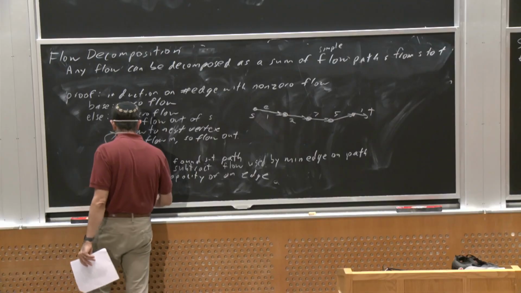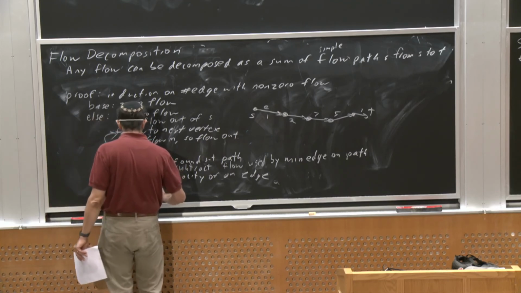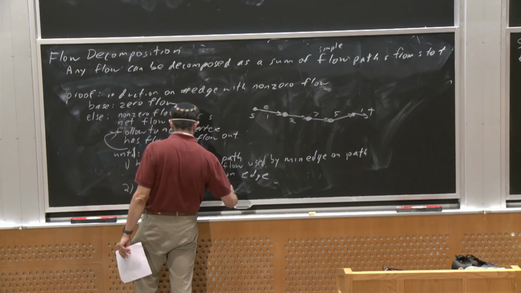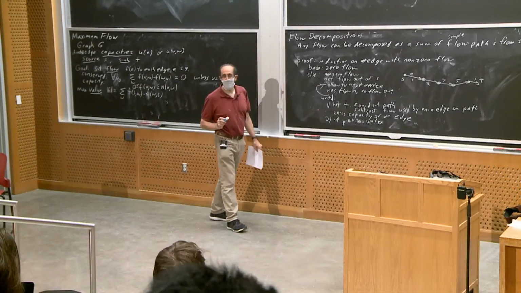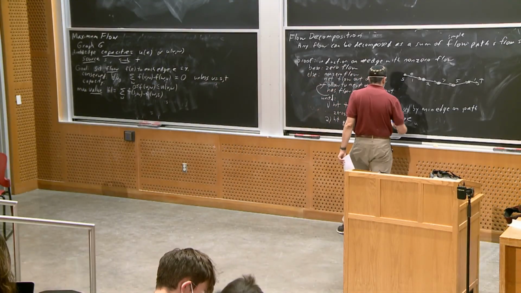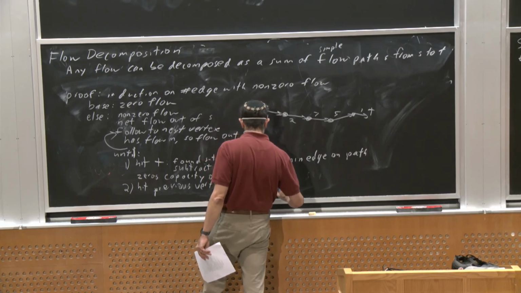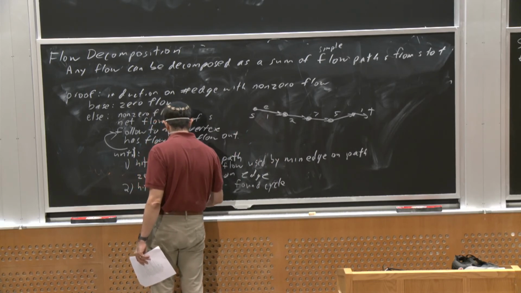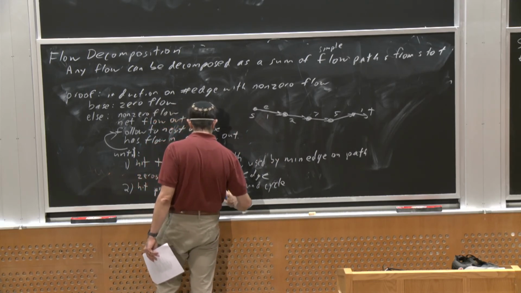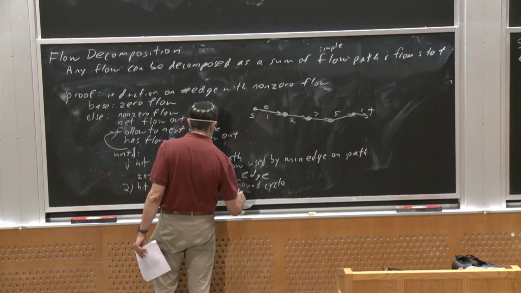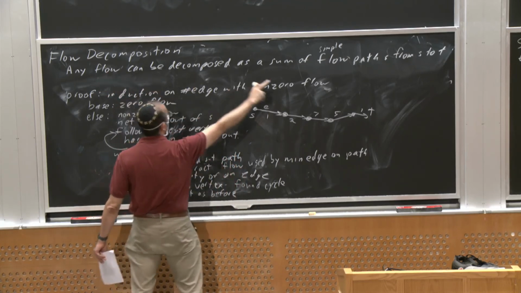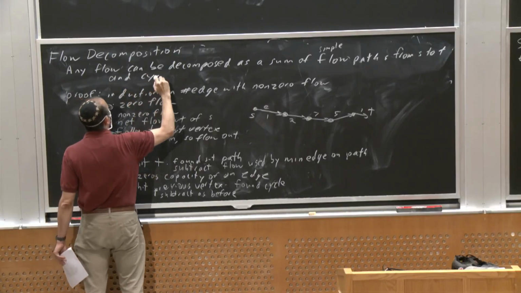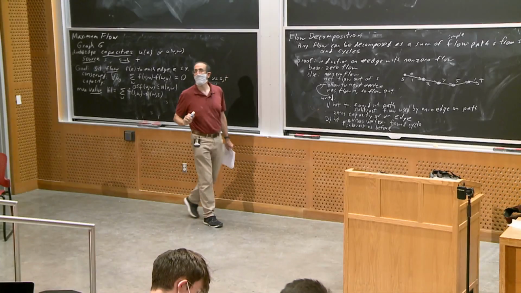What else could happen? We could hit a previous vertex. And that means that we found a cycle. And we're just going to subtract that as we do for a path. And that turns out to be the other thing that's interesting about flows. A flow can be decomposed as a sum of paths from S to T and cycles.